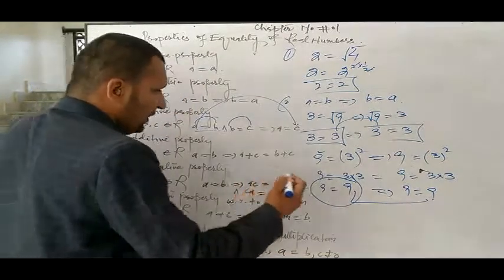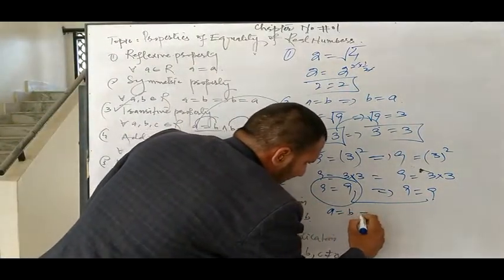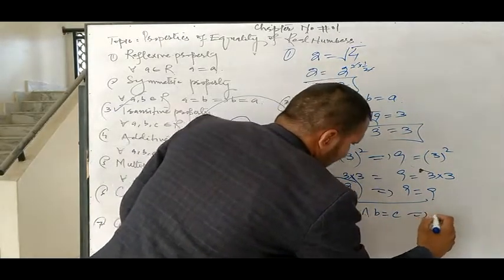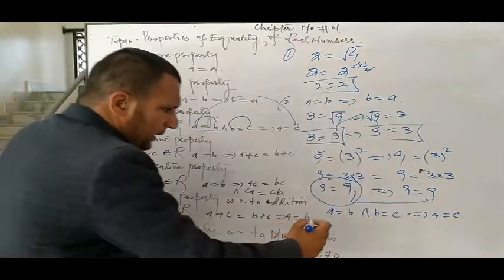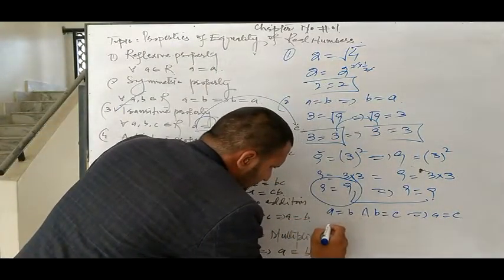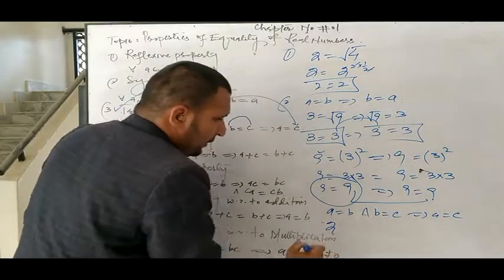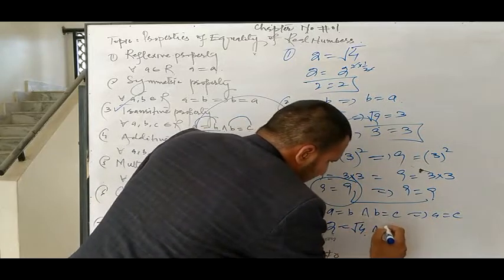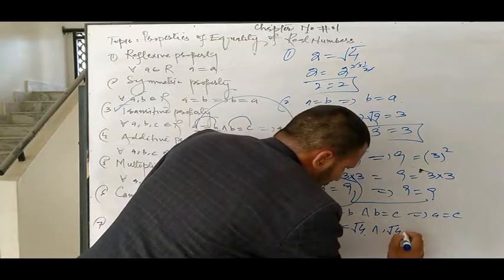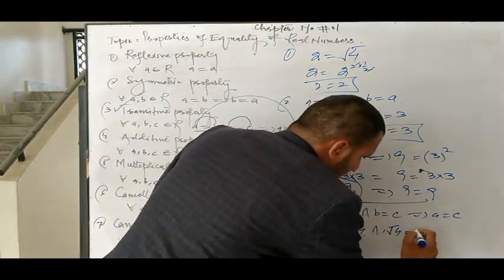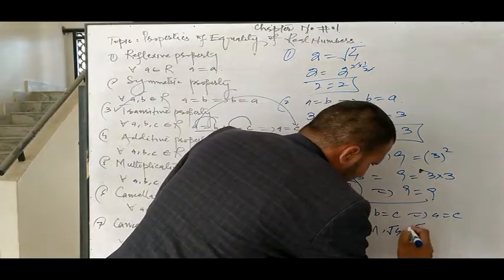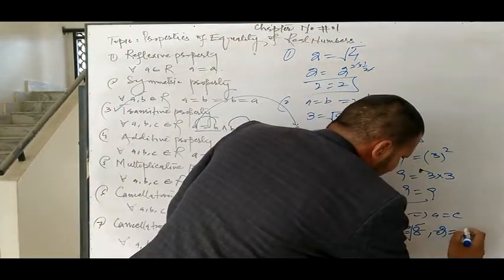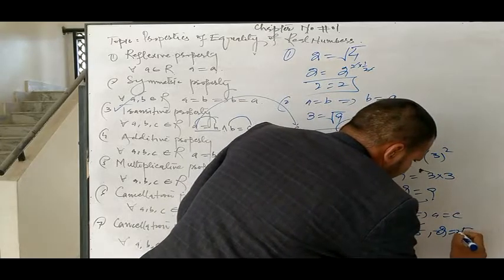Again, we prove the property. Let a is equal to b and b is equal to c, then a is equal to c. Let's suppose a is equal to the square root of 4, b is equal to the square root of 4, and c is equal to the cube root of 8. Again a is equal to 2 and c is equal to the cube root of 8.